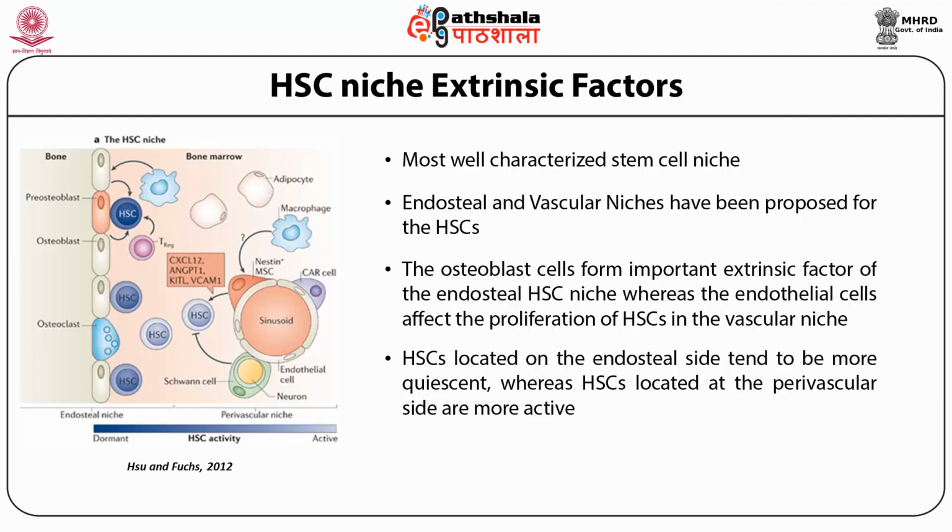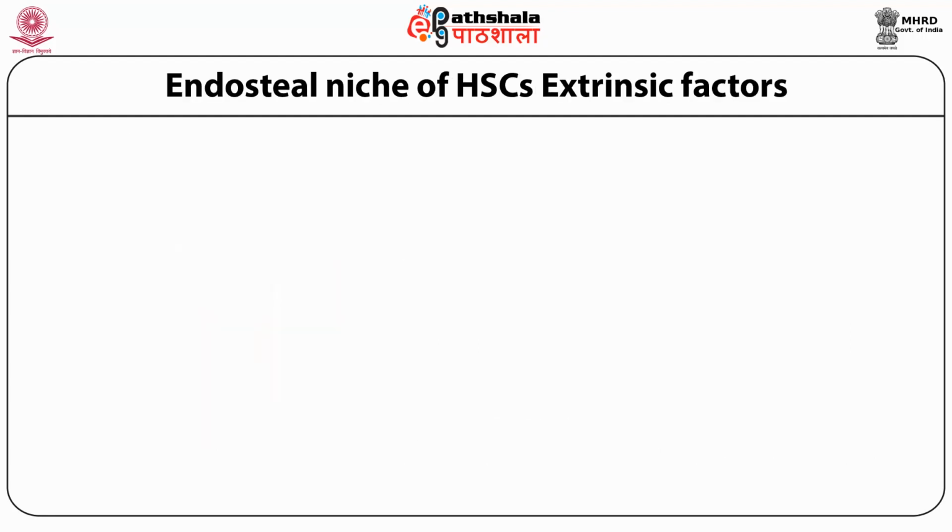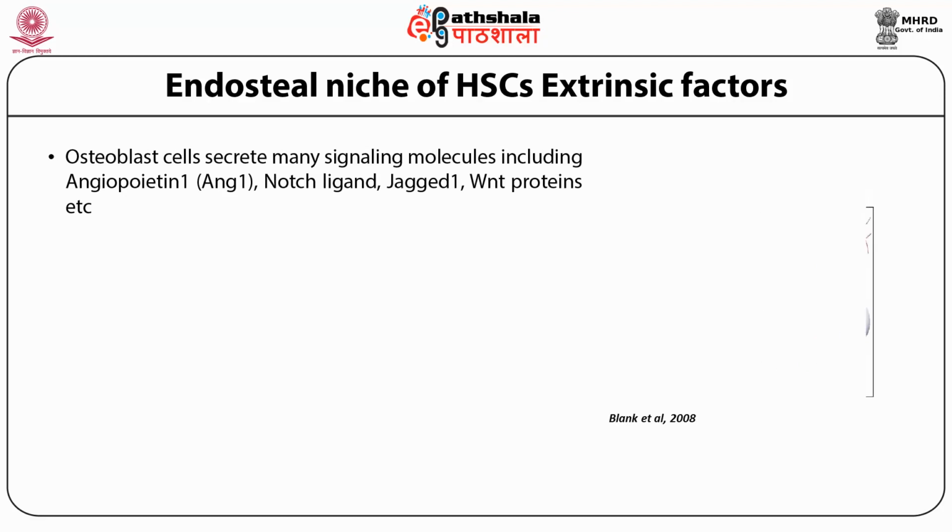Now it is seen that the hematopoietic stem cells which reside near the endosteal niche are more dormant, more inactive as compared to the stem cells in the vascular niche. Actually, in the vascular niche, interactions between CXCR4, which is present on hematopoietic stem cells, and its ligand CXCL12 increase the proliferation of HSCs, whereas this kind of interaction does not exist in the endosteal niche. In the endosteal niche, the osteoblasts secrete other signaling molecules like angiopoietin-1, Notch ligand, JAG1 and Wnt proteins.